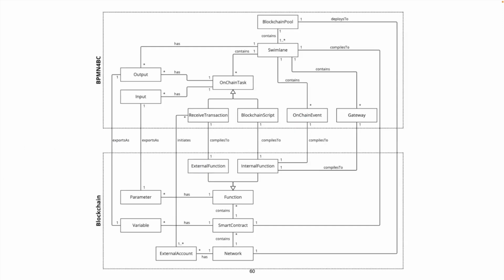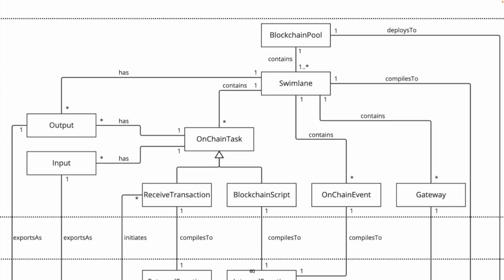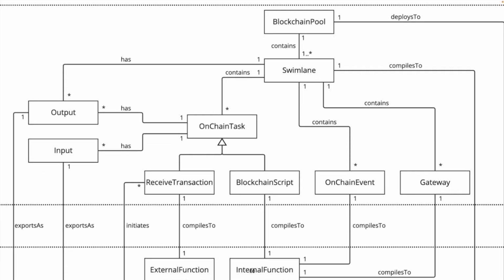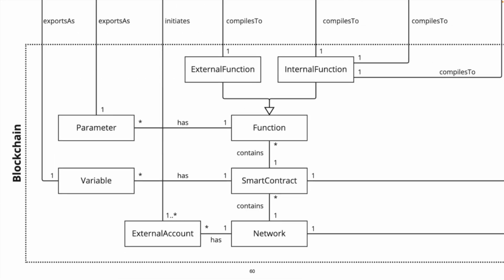Here's a simple diagram of the compiler itself. We have the BPMN extension elements, which map to the variables, which we didn't talk about in this presentation. And we also have the blockchain elements, which map to the BPMN elements. Here, for example, we have the network, the smart contract, and the external accounts, which represent the external actors contained in the network.